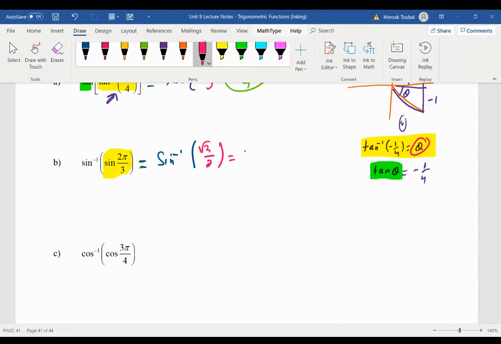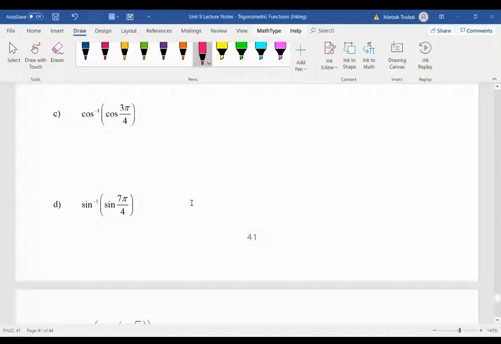So this would be pi over 3. Okay, let's do the next one. This is cosine inverse. What's cosine of 3 pi over 4? Look at the unit circle. Cosine of 3 pi over 4 is negative root 2 over 2.